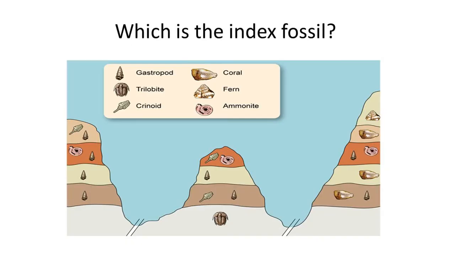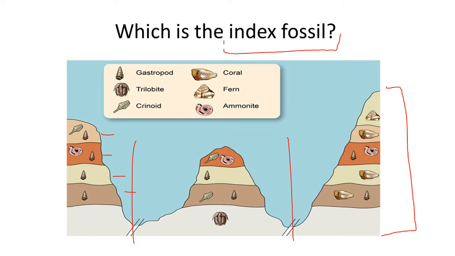So this image right here is showing us 3 different locations where we've chopped through the earth, chopped through the cliffside, and we can now see the different layers. I want you to pause the video and think about which one is the index fossil from the ones that you see in this box right here.